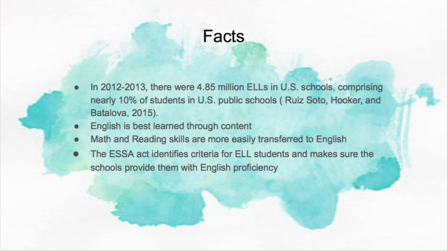And here are some facts on ELLs. English language learners are the fastest growing segment of the student population. Not all ELL students are immigrants. More than 50% of them are born in the United States. Math and reading skills are more easily transferred in English, and English is best learned through content, like giving examples in real-life situations. ELLs sadly drop out at higher rates than any other student population.